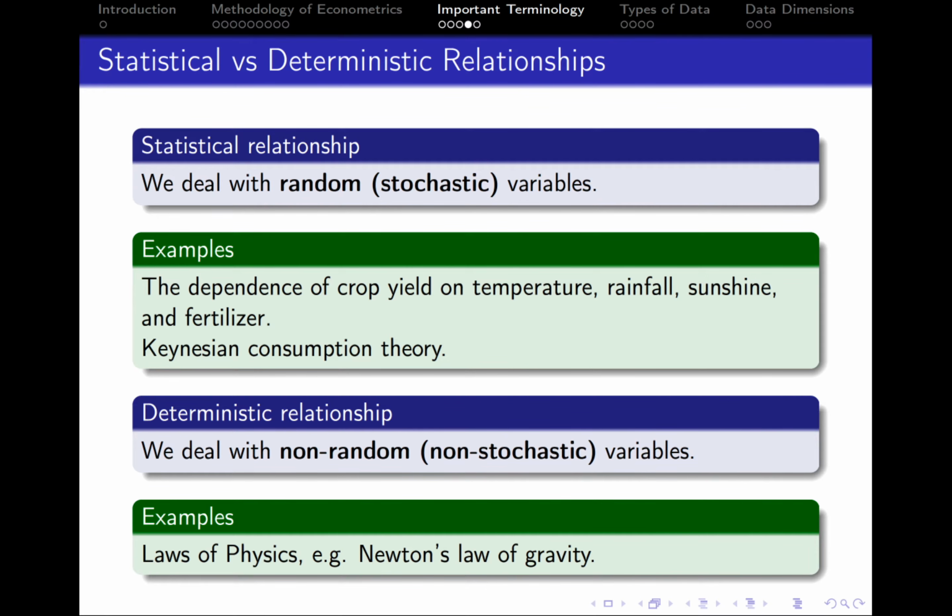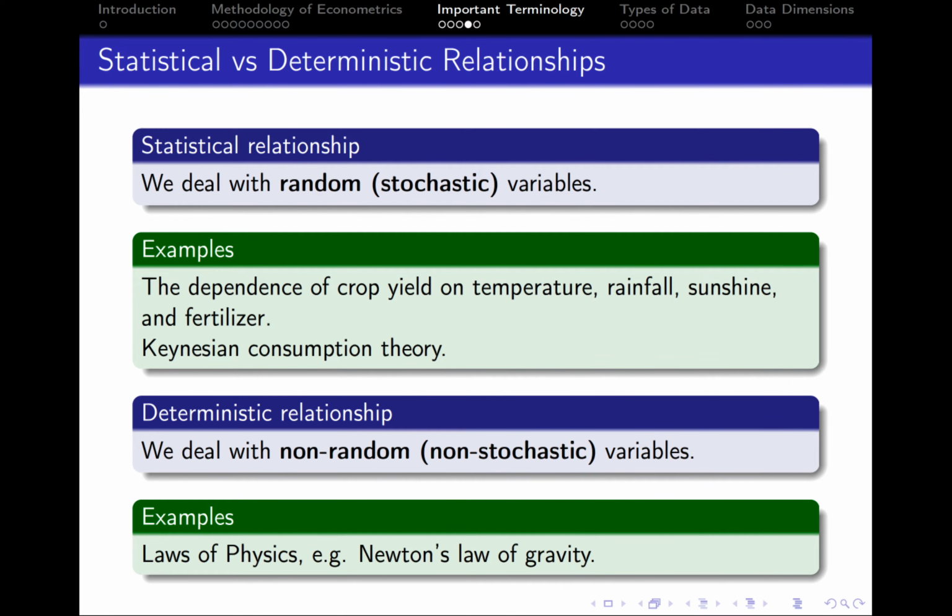When you study econometrics, another thing that you need to understand is the difference between statistical and deterministic relationships. The reason is that in econometrics, we deal only with statistical relationships, which means that we deal with random variables. An example of a random variable would be crop yield and its dependence on temperature, rainfall, sunshine, and fertilizer. Even though logically we understand that crop yield is very much dependent on these factors, there is no universal way it is dependent on them.